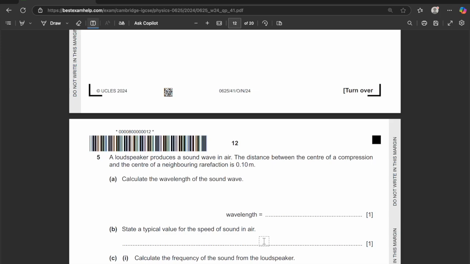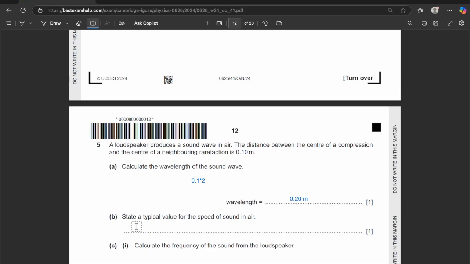Number 5. A loudspeaker produces a sound wave in air. The distance between the center of a compression and the center of the neighboring rarefaction is 0.1 meter. So calculate the wavelength of the sound wave. So wavelength is the distance between two adjacent compressions or rarefactions. So if the 0.1 is between a compression and a rarefaction, that means you only get half of the wavelength. So you have to multiply by 2. So you get 0.20 meters, to 2 significant figures.